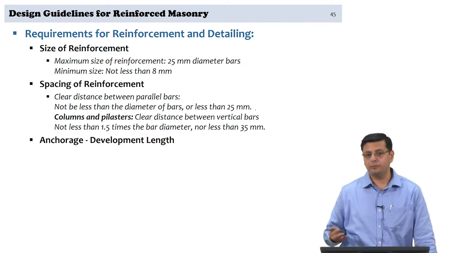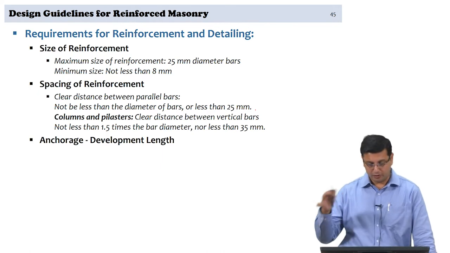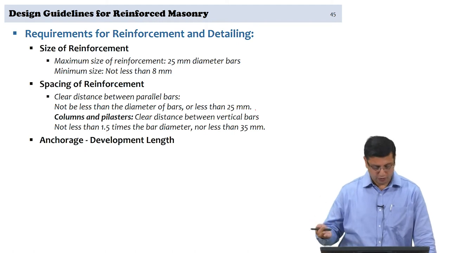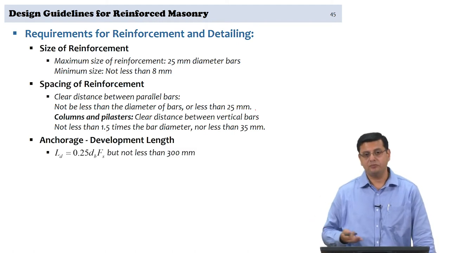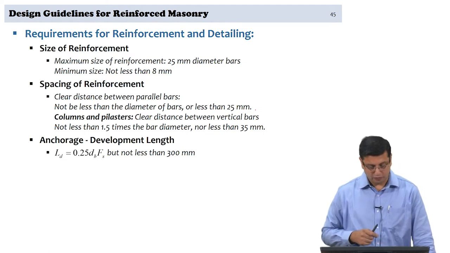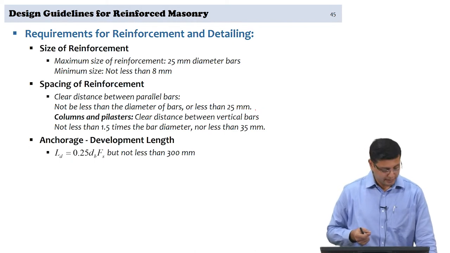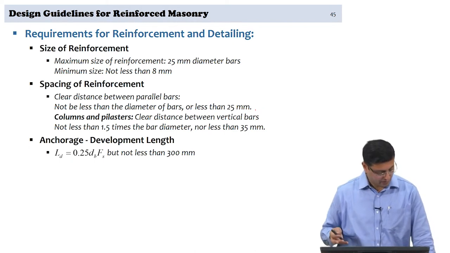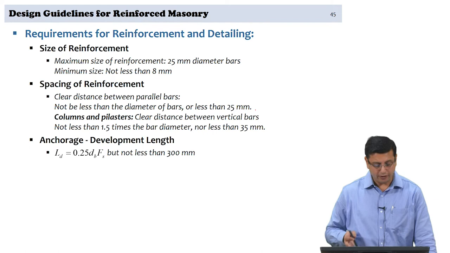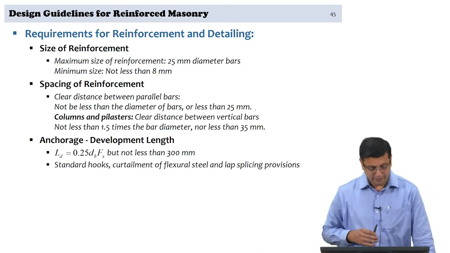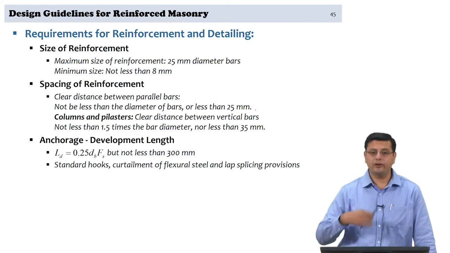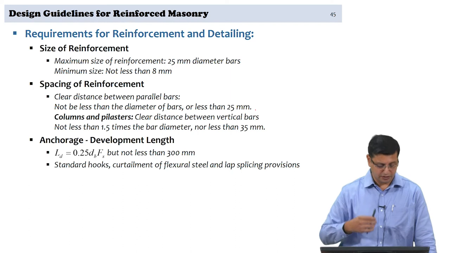Again, development length, we've been talking about the requirement of continuity of steel reinforcement between the horizontal diaphragms and the walls. So development length can be estimated as 0.25 into the diameter of the bar into the permissible stress of the steel, Fs. Fs is the permissible tensile stress of the steel, but this cannot be less than 300 mm. So minimum 300 mm development length has to be provided, or LD as estimated, and you can provide standard hooks which can take care of the anchorage if you are not able to provide sufficient development length.